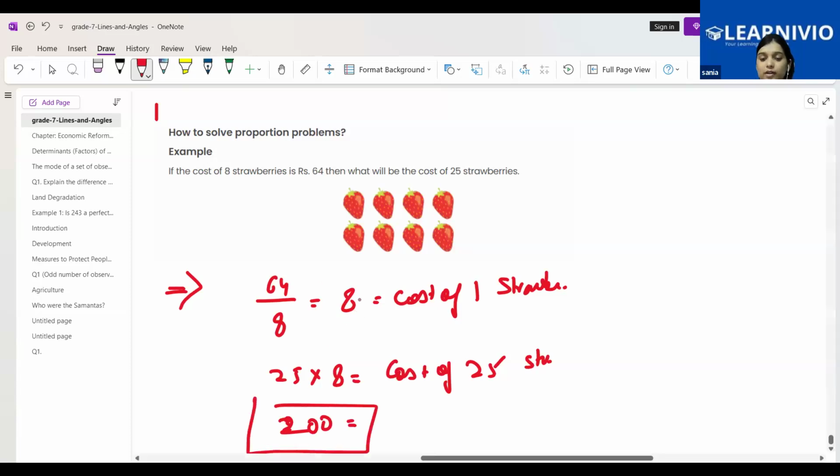Everybody got it? So first you will find the value of 1, by dividing, and then whatever the value of one strawberry came, you got it like this. Clear? Any doubt, any confusion? Ibrahim, do you have any other method?